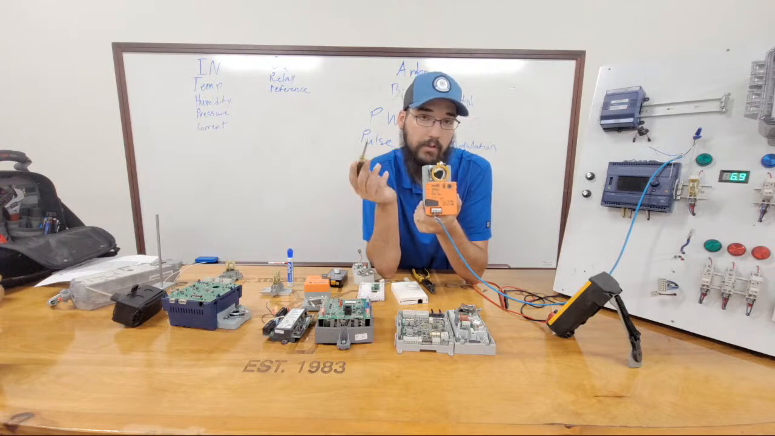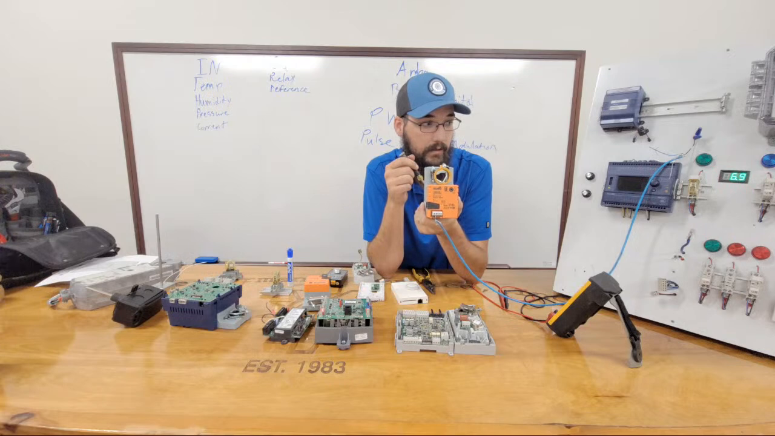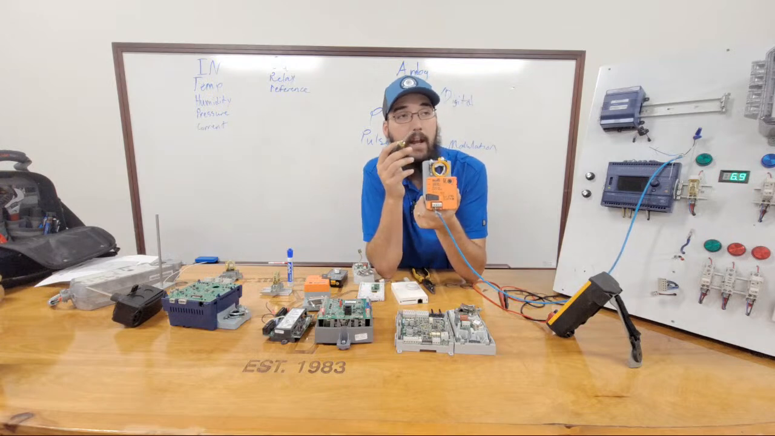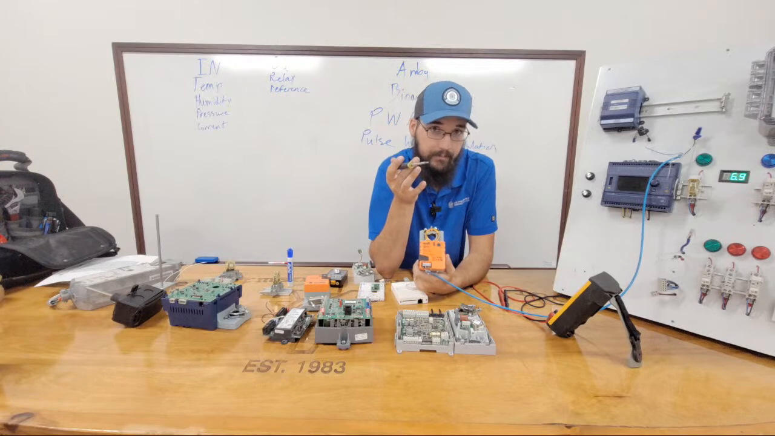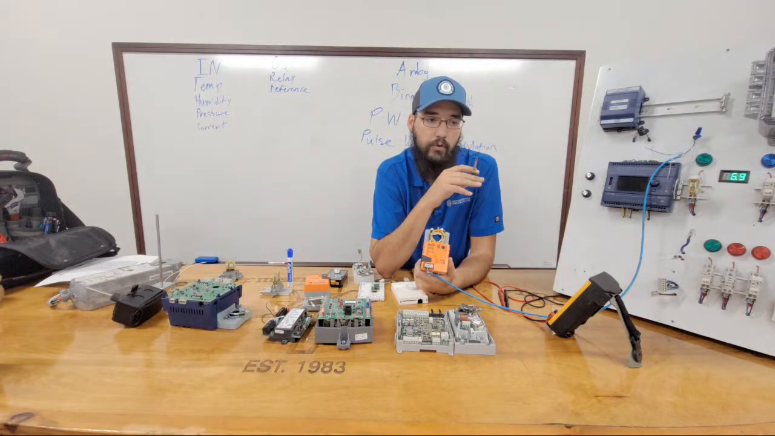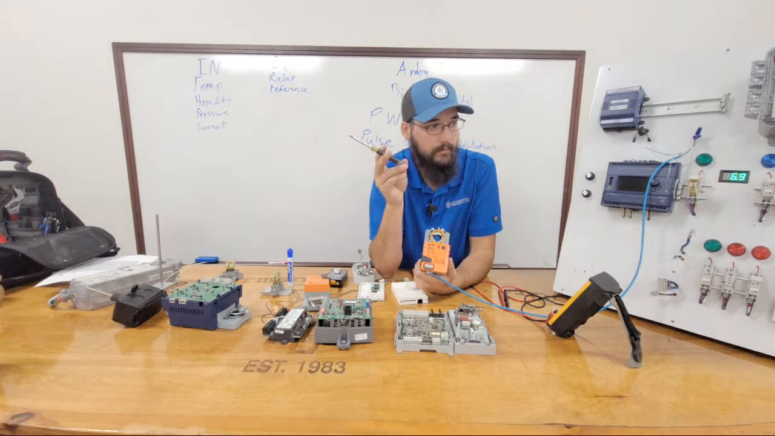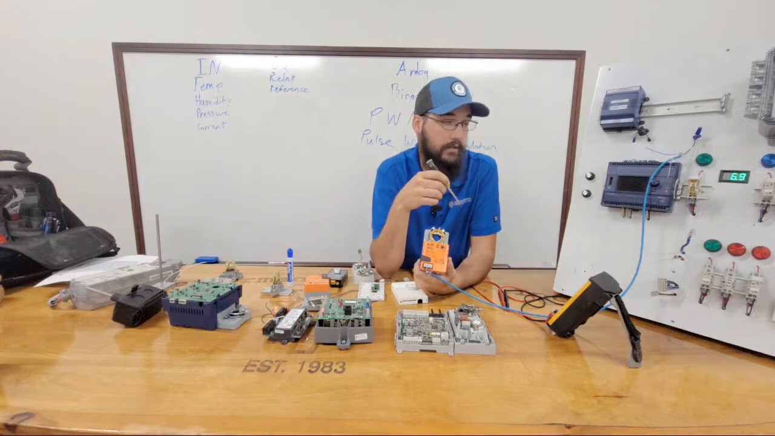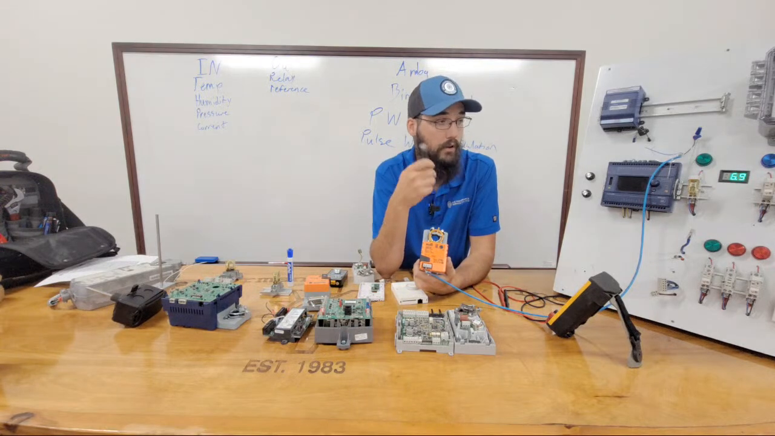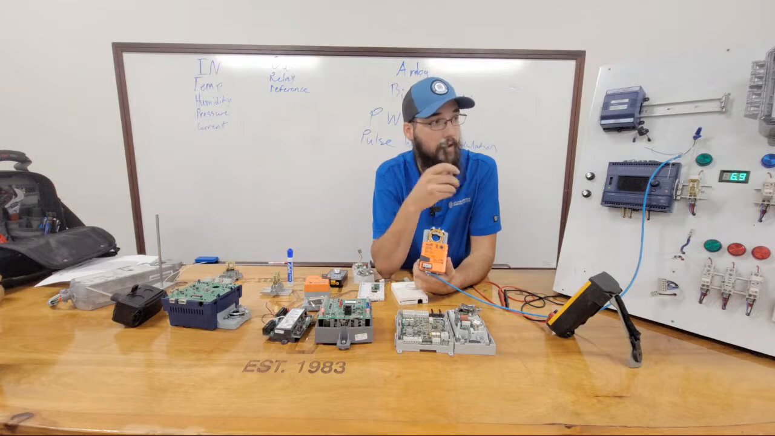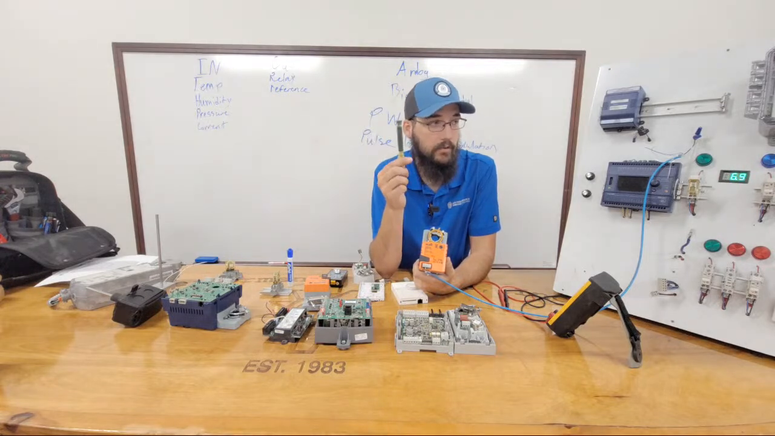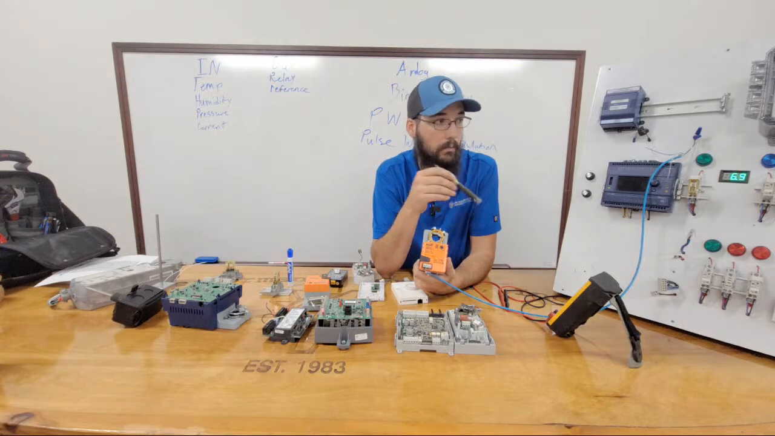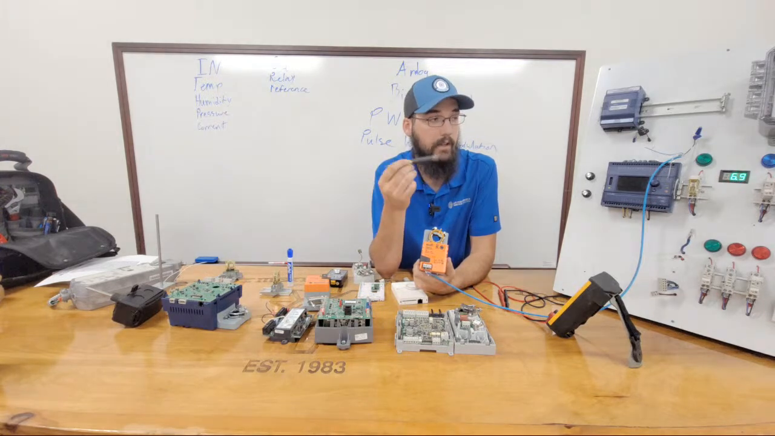Because that could be either reverse acting or direct acting. So in a direct acting system, you are increasing signal to increase position or flow. So the inverse of that is you decrease signal to decrease position and flow. Well, a reverse acting is the exact opposite. You increase signal to decrease flow or position, and vice versa.